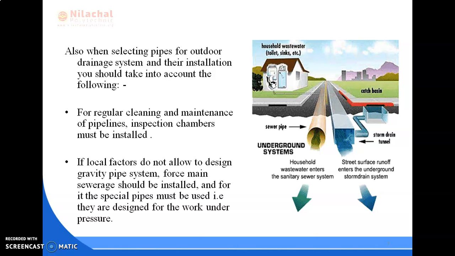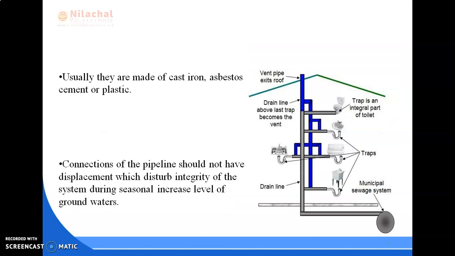If local factors do not allow designing a gravity pipe system, force main sewerage should be installed, and for it the special pipes must be used. That means they are designed to work under some pressure. Usually they are made of cast iron or asbestos cement or plastic.